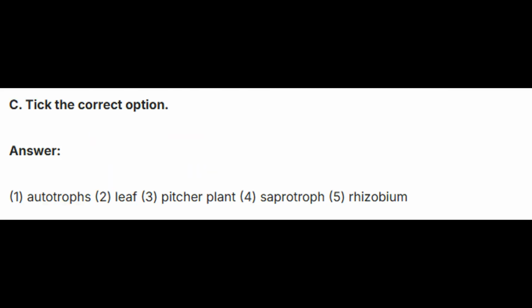C. Tick the correct option. Answer. First, autotrophs. Second, leaf. Third, pitcher plant. Fourth, saprotroph. Fifth, rhizobium.